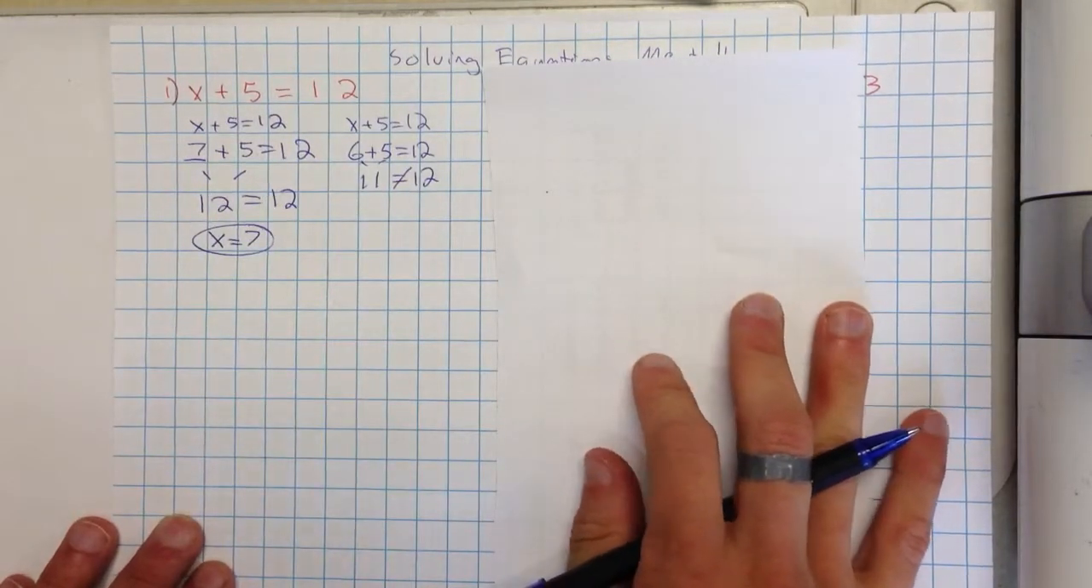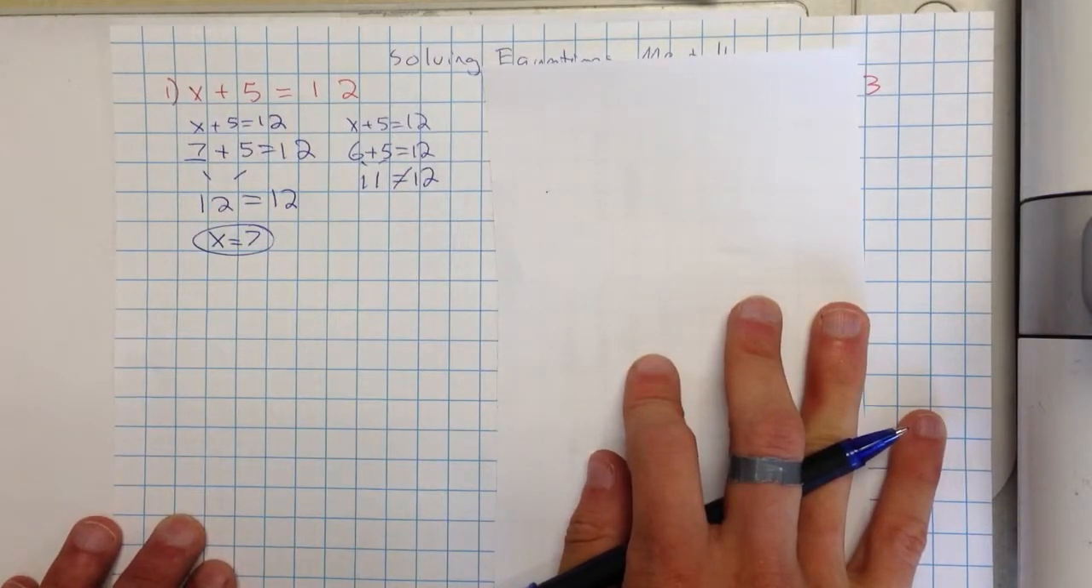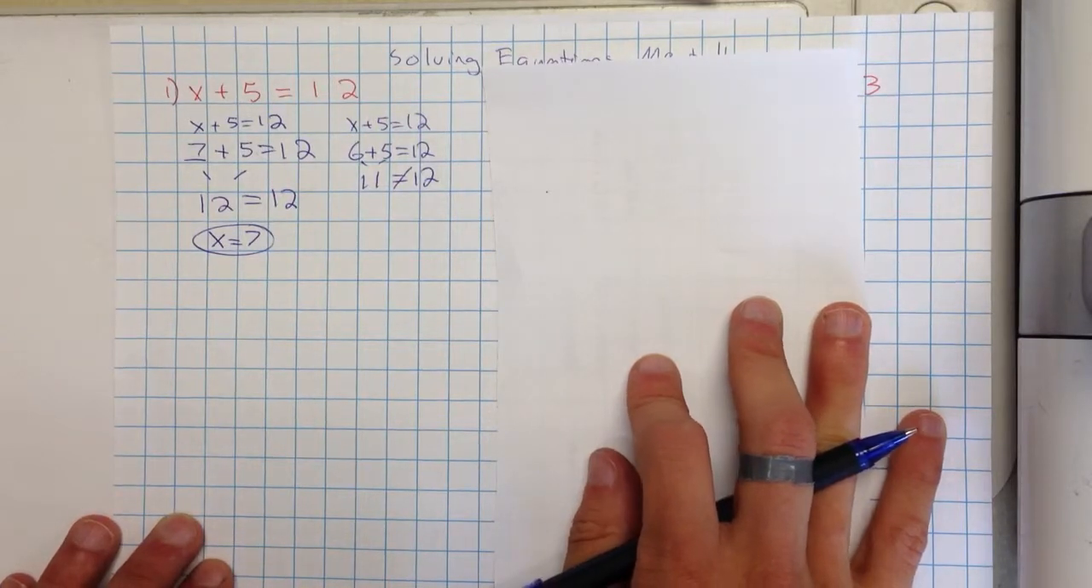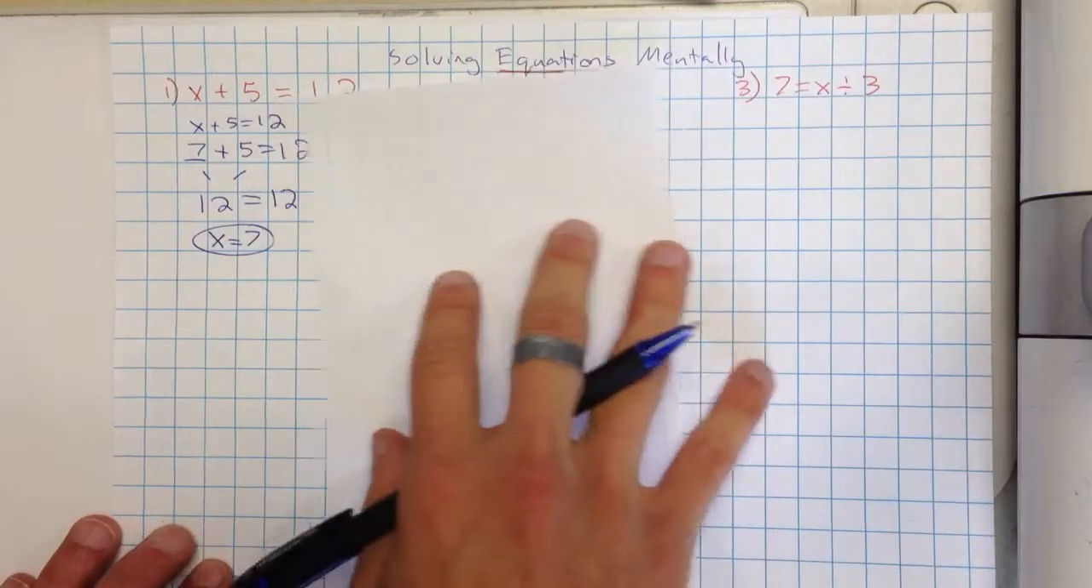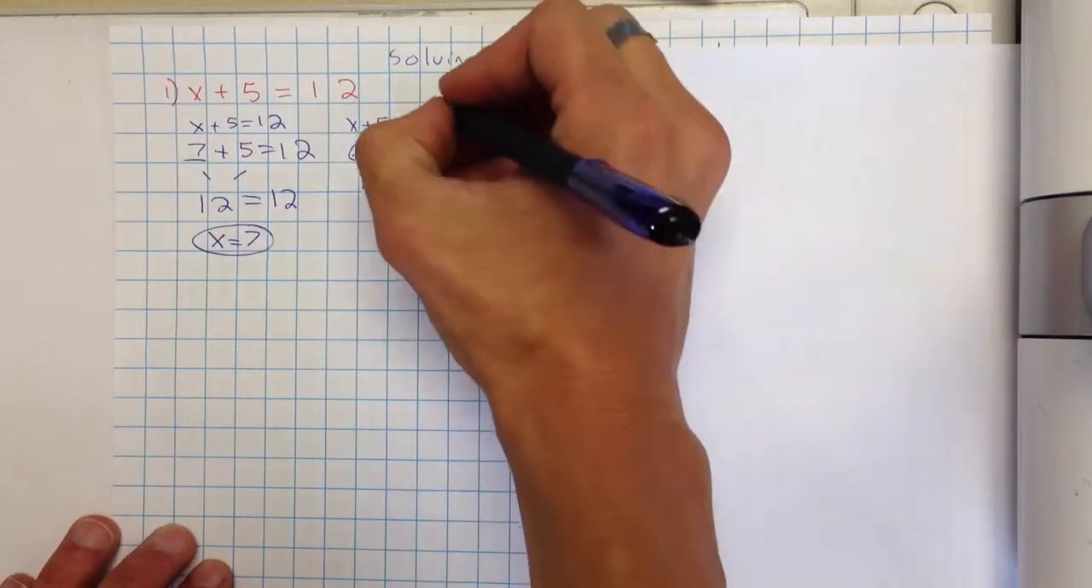Okay, each equation that we're going to be doing is probably going to have just one answer. There are different times where we have equations that can have more than one answer, but right now we're just looking at one. So we're going to look at another problem.